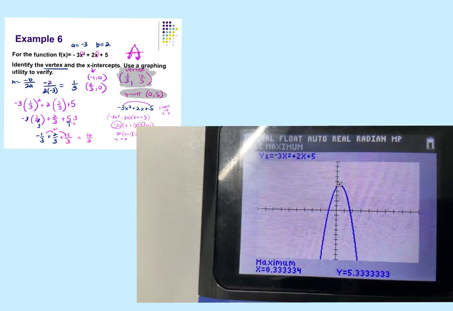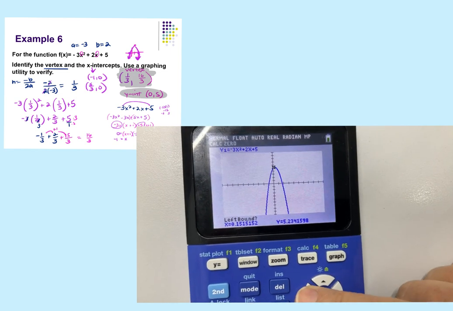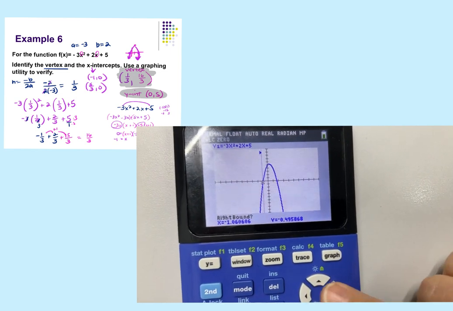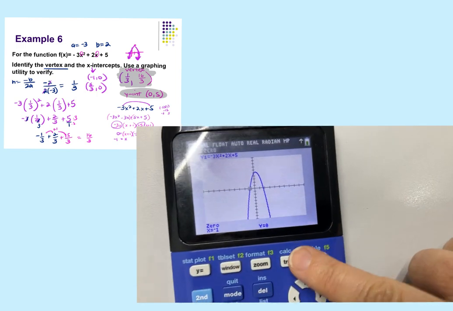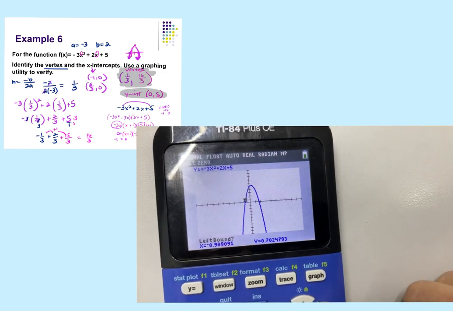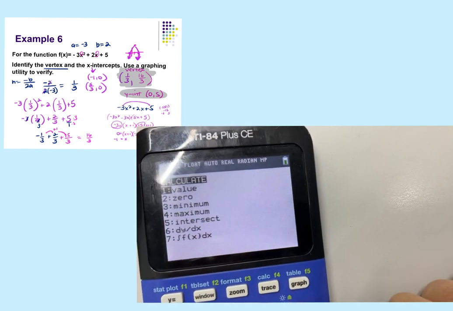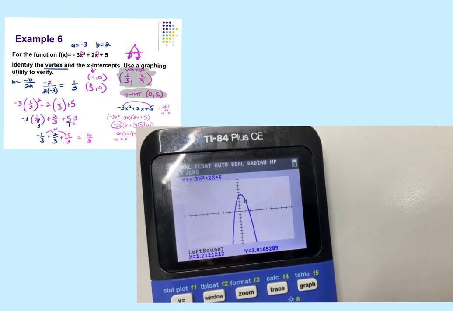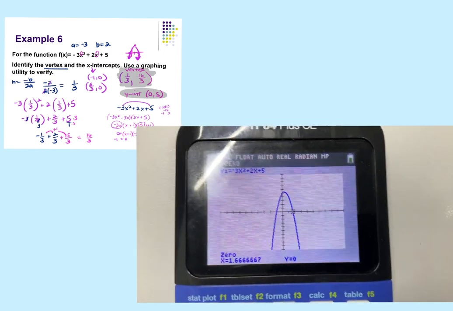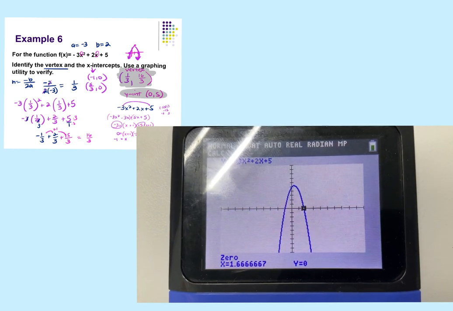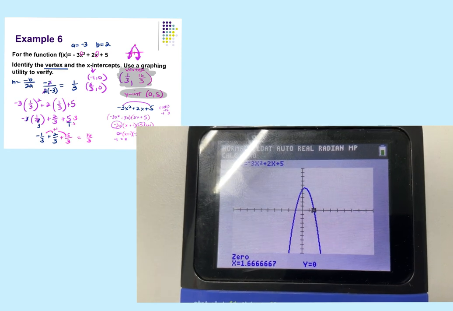Matches what we did. If I wanted to check the intercepts, second trace, I go to my zeros. I go left of the first one, right of it, hit enter, and that's at -1. Repeat that again, second trace, 0, left of it, oops, nope, I hit it twice. Left of it, right of it, 0. And it's 1.6 or 1 2/3. Questions? Okay.